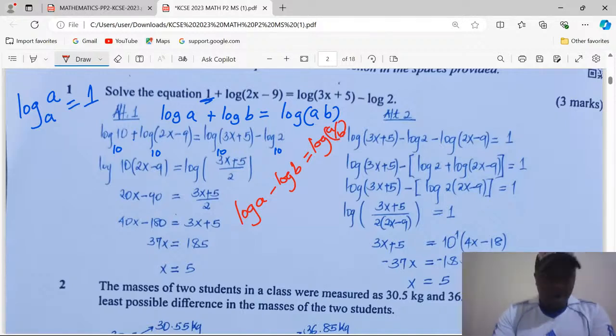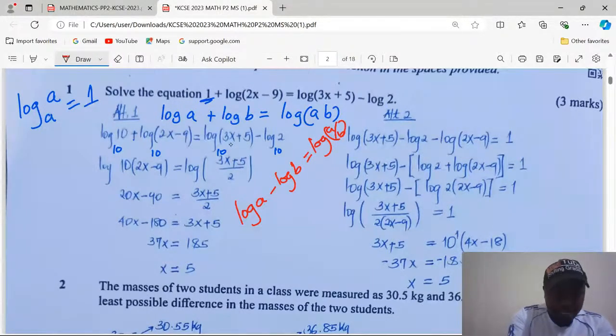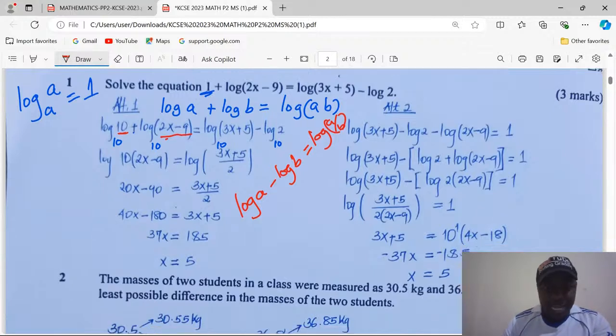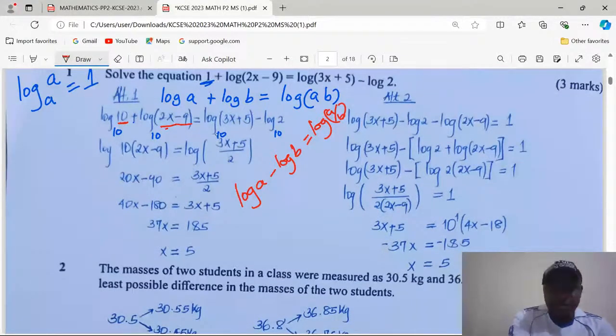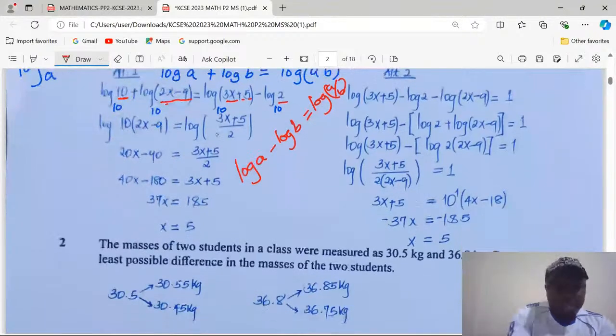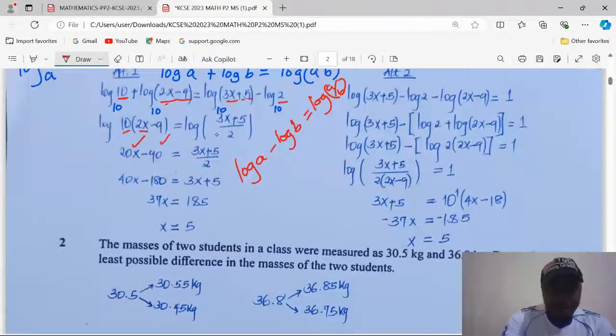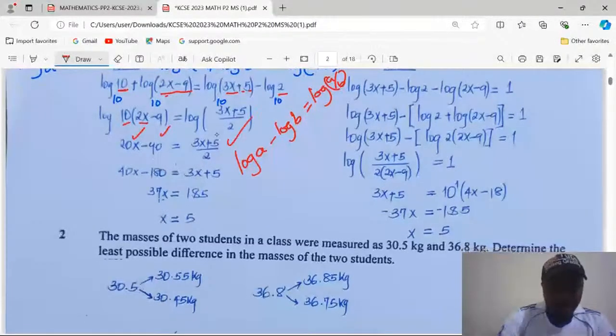So at that point, on the right hand side there is a minus. On the left hand side, there is a plus. So we'll be multiplying 10, because the bases are the same, by 2x minus 9, while on the other side, we'll be dividing 3x plus 5 by 2, because it's a negative. So now we can open the brackets here and say 10 by 9 is 90. This is equal to 3x plus 5 out of 2, just as you can see them.